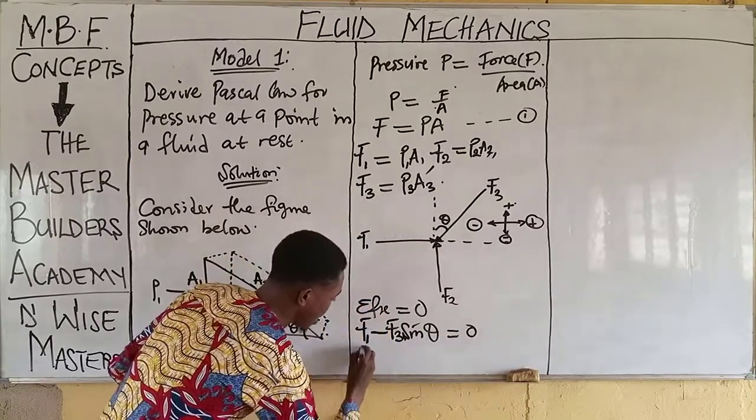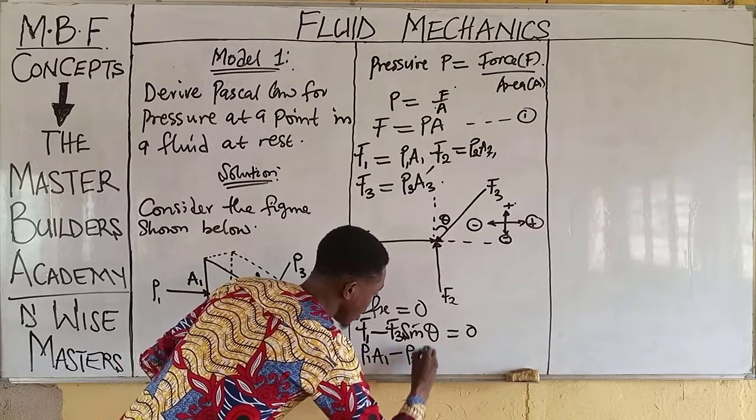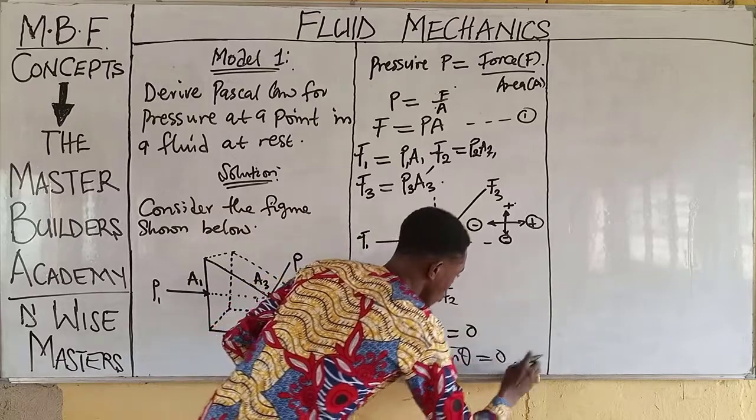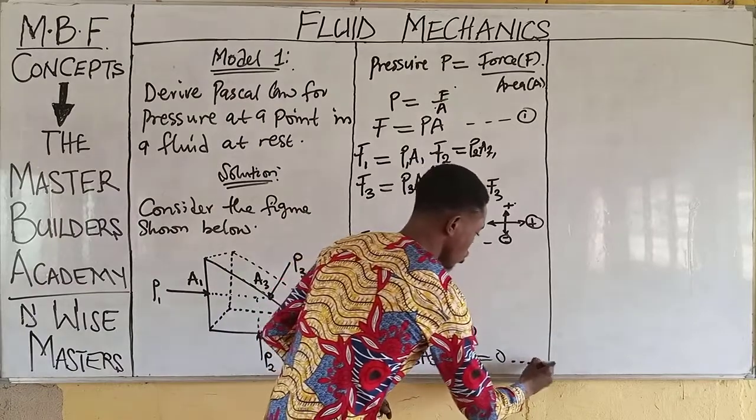Therefore, mathematically, we have P1 A1 minus P3 A3 sine theta is equal to 0. This is it. So we call this equation 2.